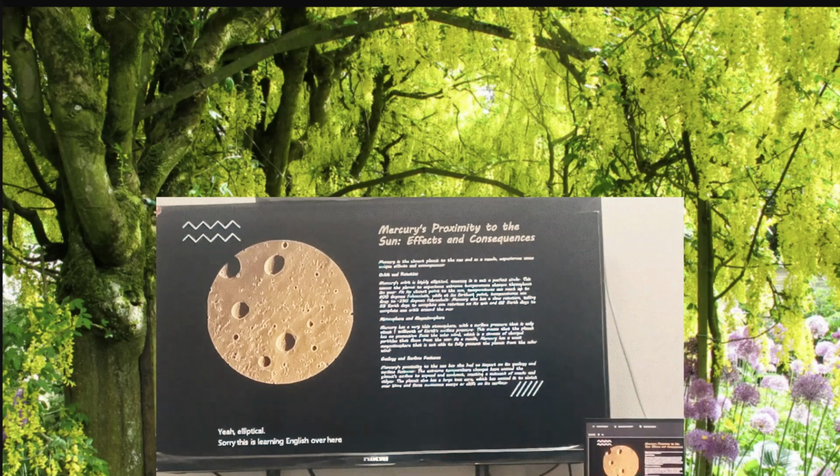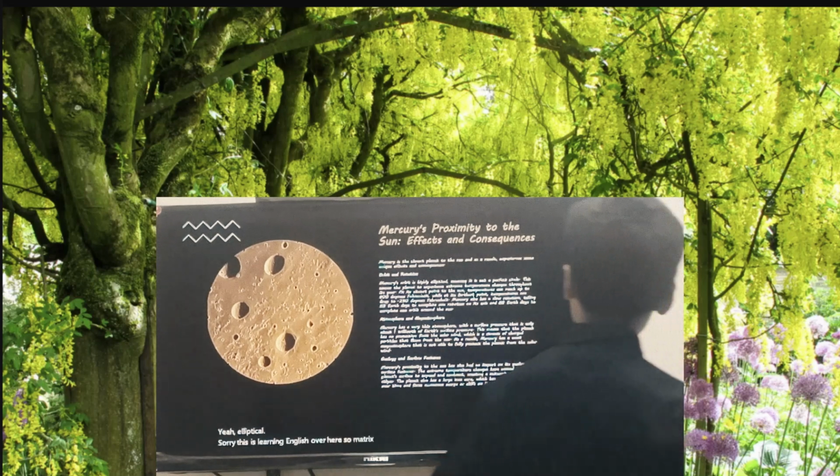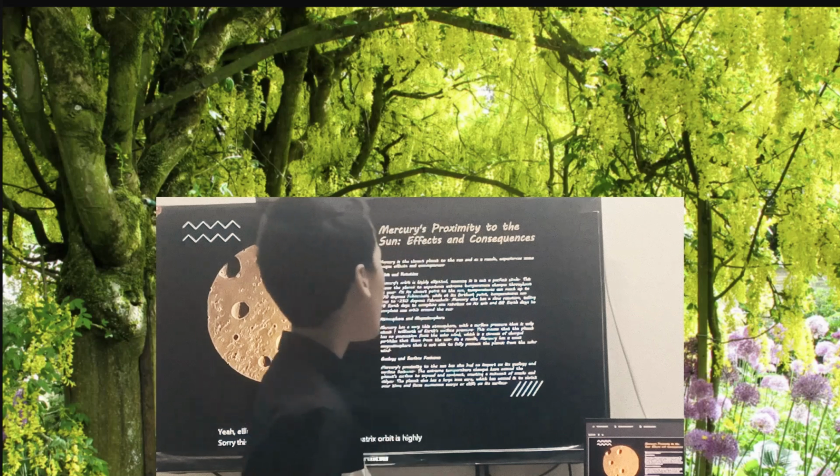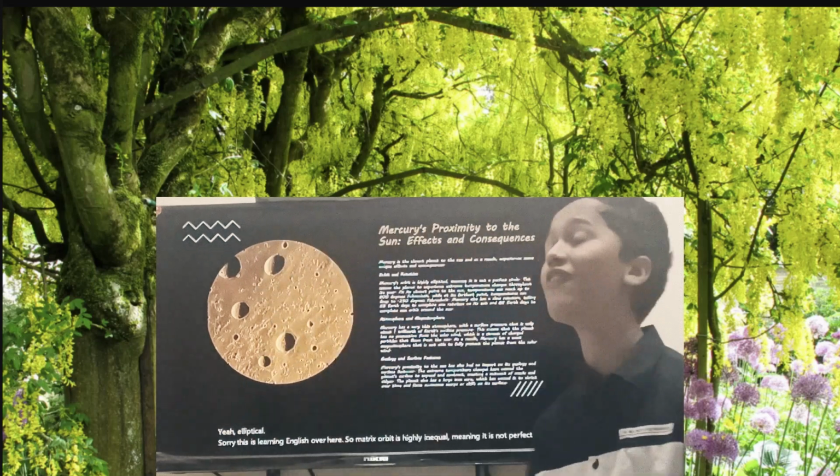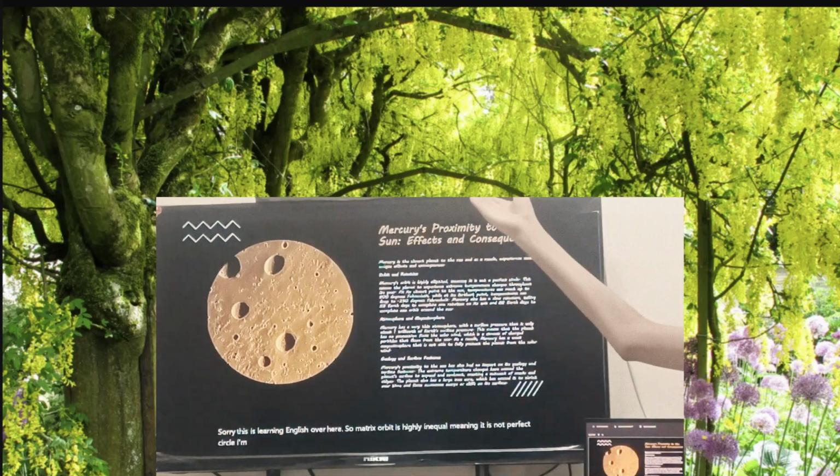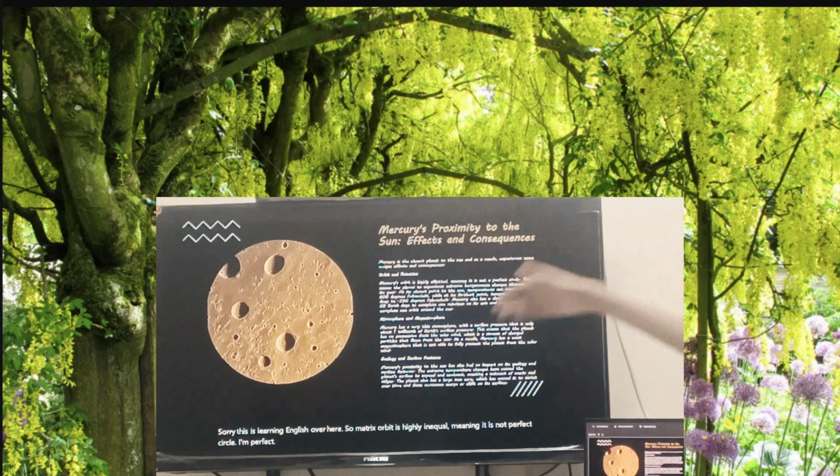What is that? Yeah, elliptical. This is learning English over here. So, Mercury's orbit is highly elliptical, meaning it is not a perfect circle. Why would you want the advanced English over here?